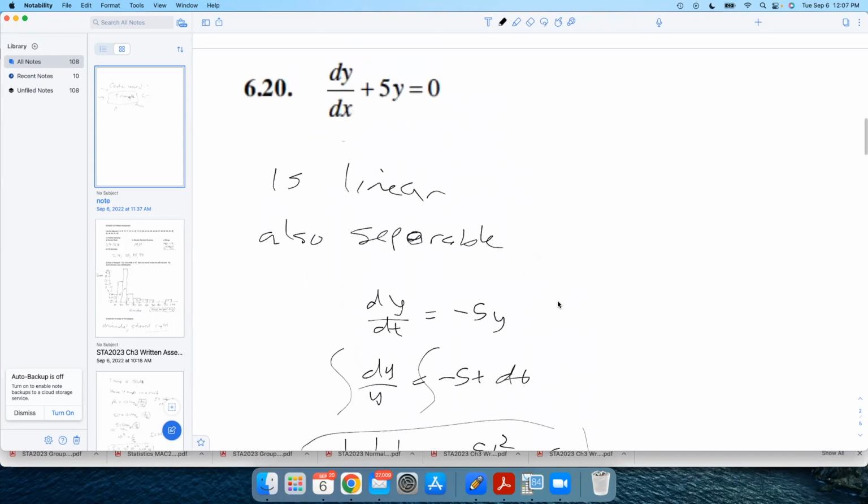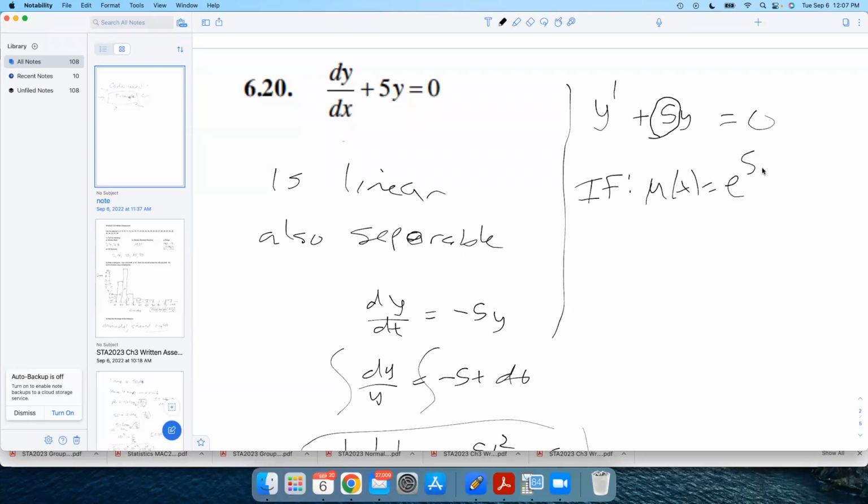So separable, like that's the first thing I look for. You give me a DE, I'm going to check and see if it's separable. They're always easier. But let's solve this as a linear DE. So we take this function in front of y, and we find our integrating factor, which we call mu of x, and that's always e raised to the antiderivative of p of x dx. So p of x in this case is just 5.